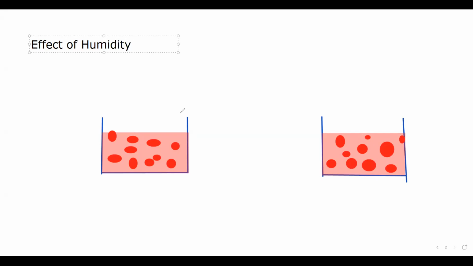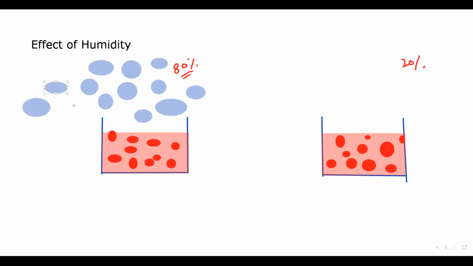So what is the effect of humidity? For example, say we have 80% humidity here and 20% humidity here. With 80% humidity, out of 100 molecules, 80 molecules are water molecules. So there are already water molecules at the surface, in the atmosphere. When we have 20% humidity, out of 100 molecules, 20 molecules are water. Which one do you think will have a greater rate of evaporation, A or B?